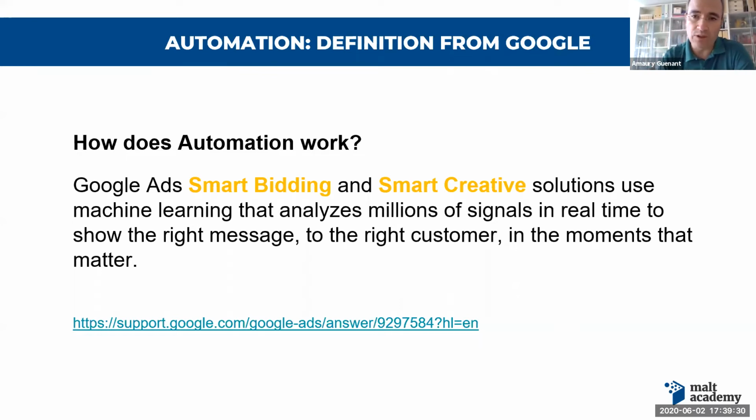Smart creative, I will talk more in detail about later. But that's the whole idea: putting some artificial intelligence to do things automatically rather than manually. In automation, you could as well include Google Ads scripts, and I would also include the recommendations, which are automated features from Google Ads as well. But here we only stick to those two features, smart bidding and smart creative.